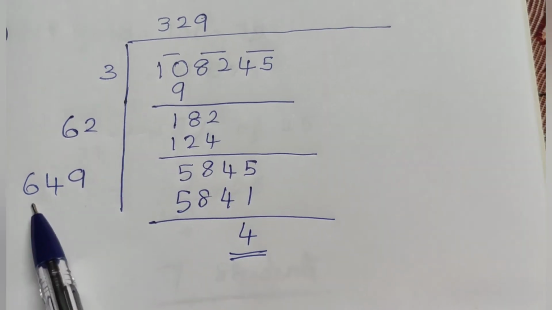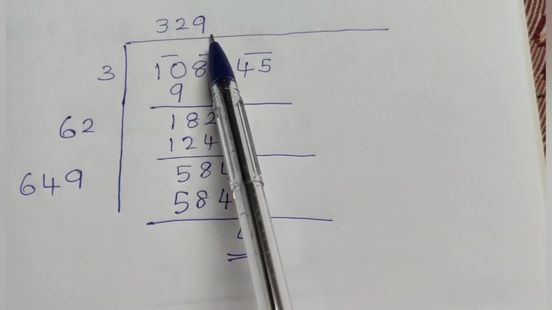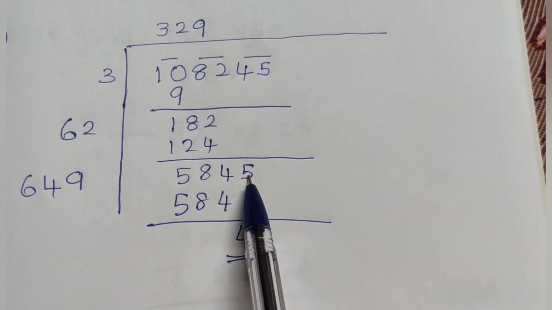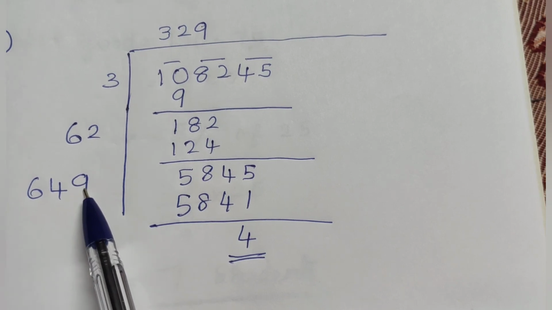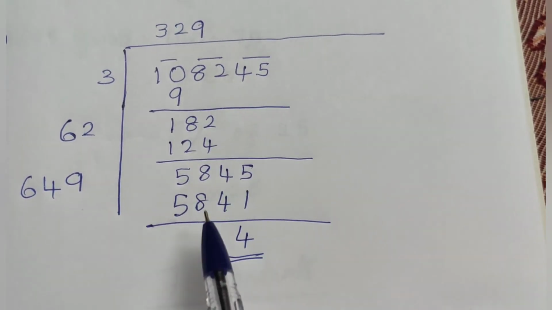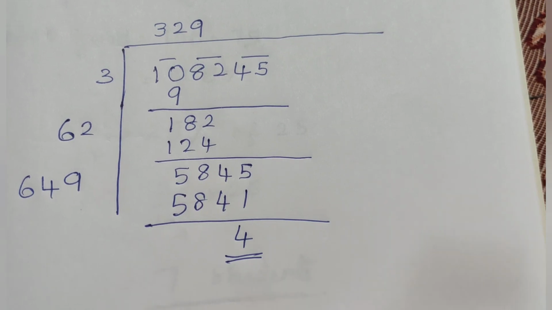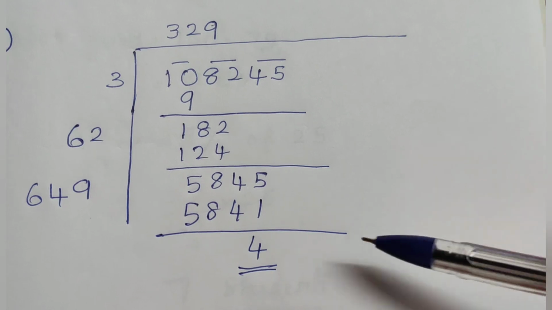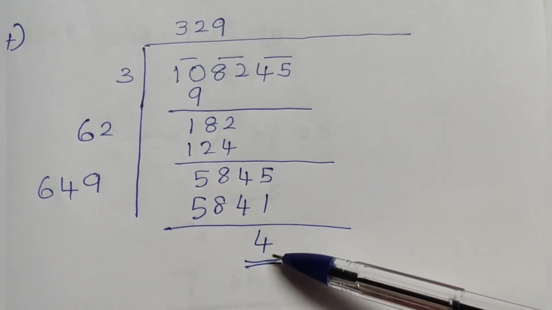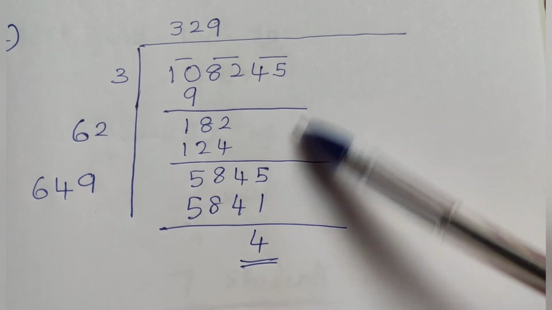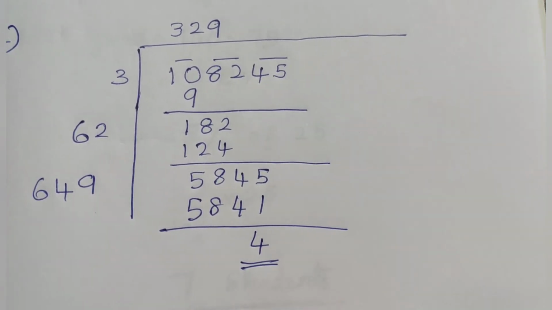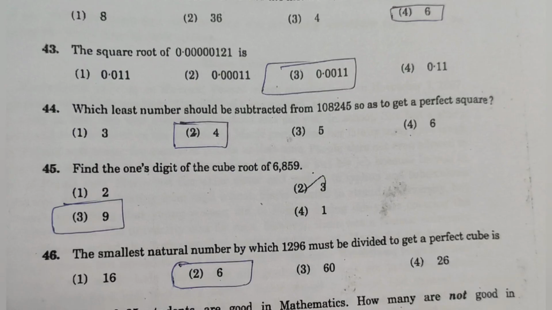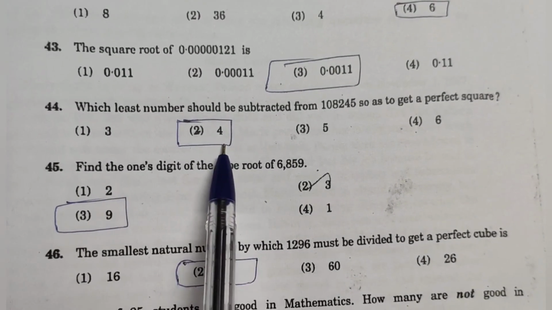62 plus 2, 64. We have to put a number and multiply by the same number and we should arrive at less than 5,845. So I put 649 into 9, 5,841. Now subtract, you get 4. Is there any other number to bring down? No. So we have excess, remainder is 4. So when we subtract this 4 from 1,08,245, then it will become a perfect square. Thus we can say 4 must be subtracted.